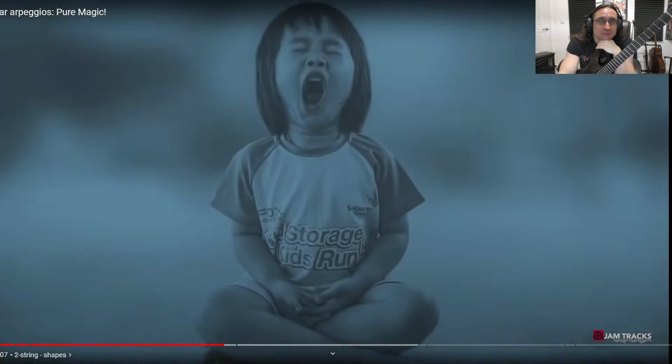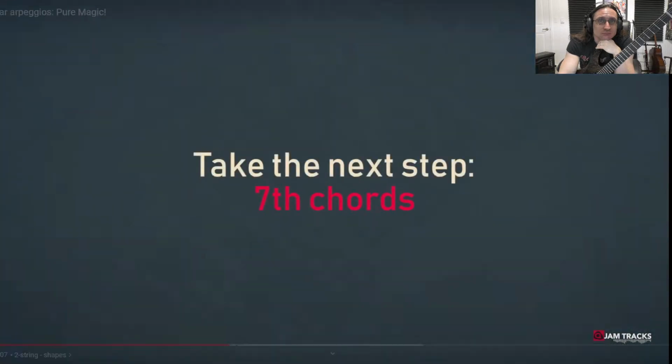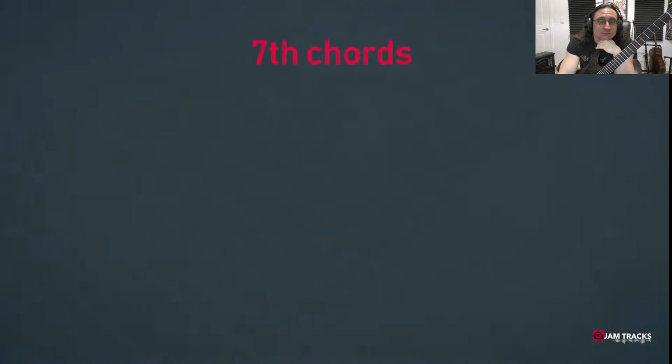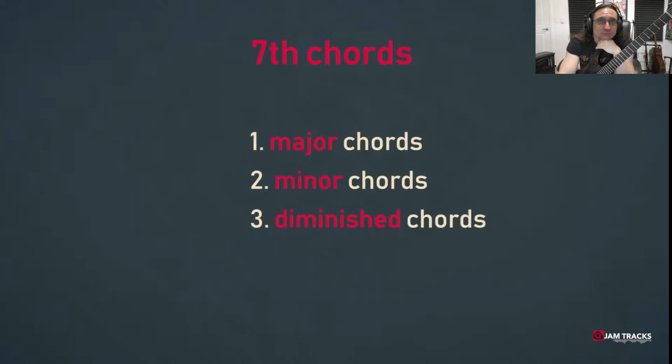Still, triads are a bit boring, so stay tuned. I will take the next step and start to party with 7 chords. There are 5 common 7 chords divided in 3 groups. 1 is the major chord group, 2 is the group of minor chords, and 3 the diminished chords. There are also augmented chords, but they are outside the scope of this tutorial.